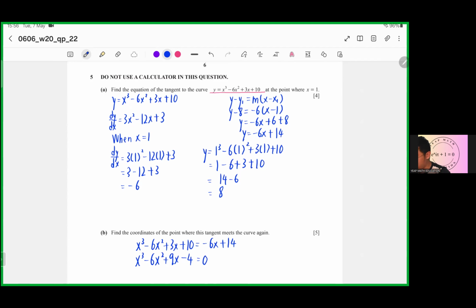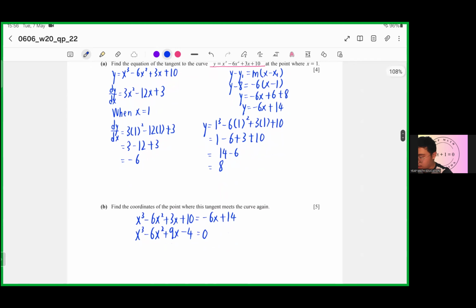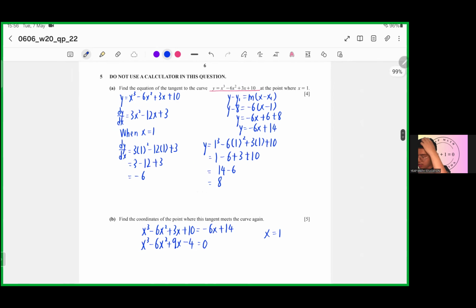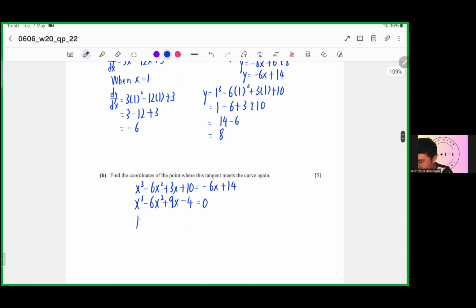Now we look at how to solve this equation. We can take x equals 1. Why? Because together it gives 0. Let's try: if I put 1 cubed minus 6 times 1 plus 9 minus 4, 1 minus 6 is negative 5, 9 minus 4 is 5, so it equals 0. Now we can use the long division method to solve it.